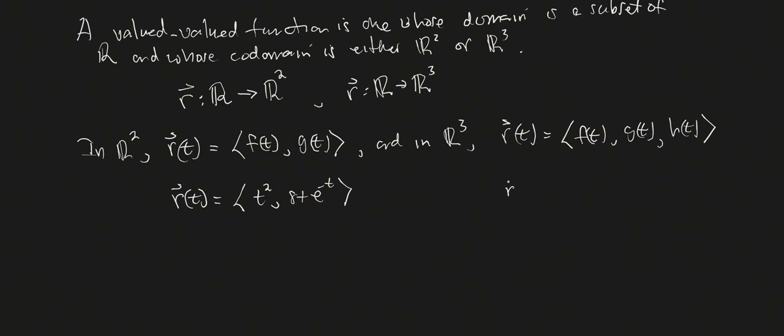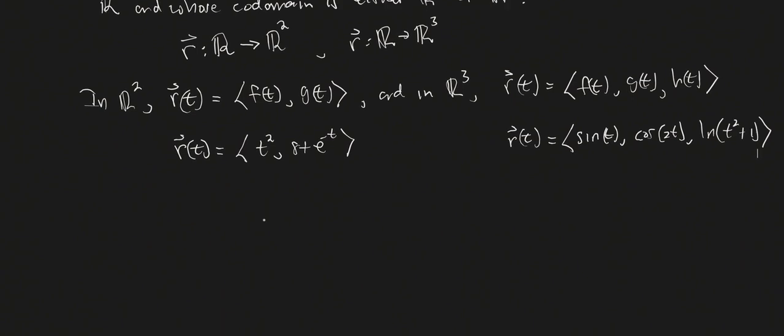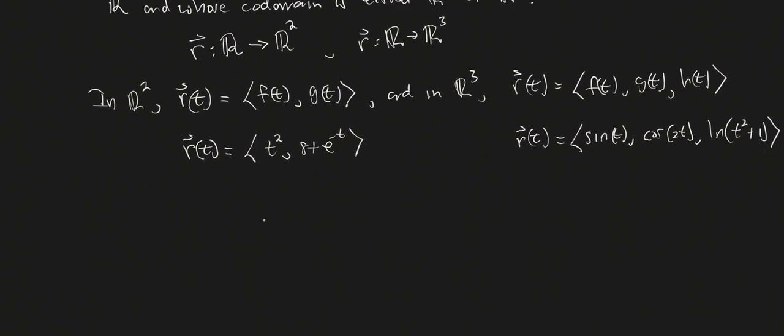And then similarly, what if we had something like sine of t, cosine of 2t, and the natural log of t squared plus 1? So all of a sudden, all those functions that we would have studied in algebra or calculus, what if those functions are now showing up as components in our vector functions? Well, as I said, what we need to do is to have a clear understanding of what this means.